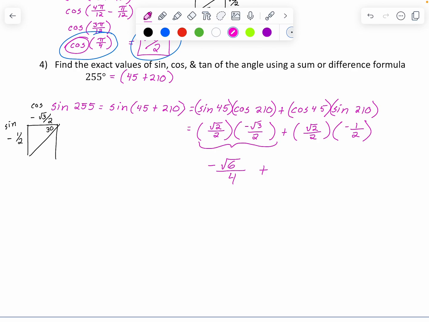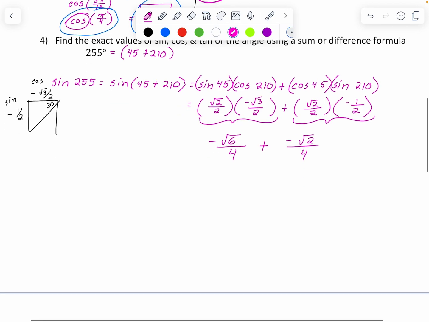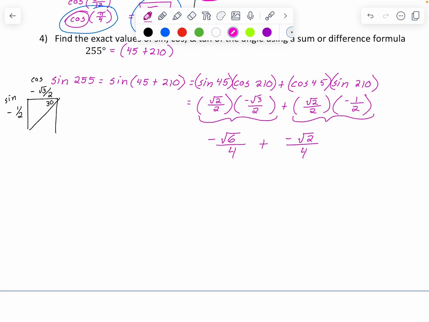Then plus, now we multiply these two together, so I have square root of 2 times negative 1. That's going to give me negative square root of 2. And then on the bottom, 2 times 2 is 4. And we should have the same number on the bottom, which means this answer will just come out to be negative square root of 6. And then instead of plus and negative, I'm just going to put minus square root of 2. And then all of that is over 4. So that would be sine of 255.